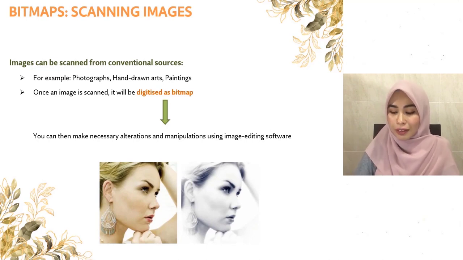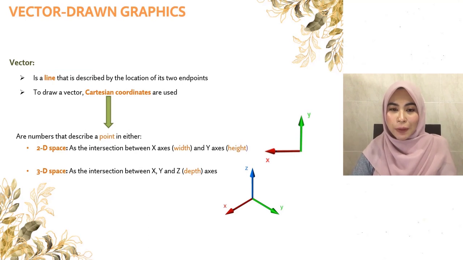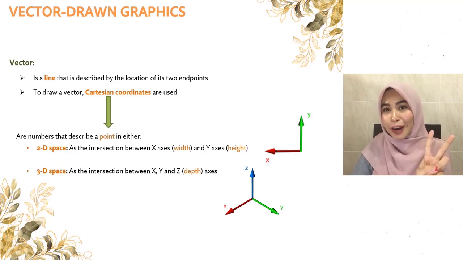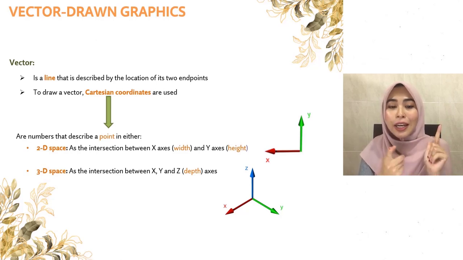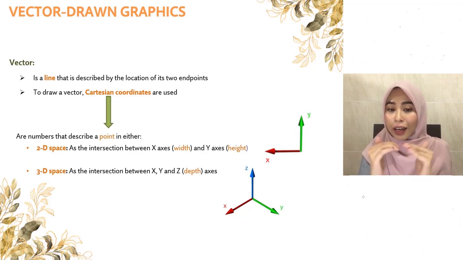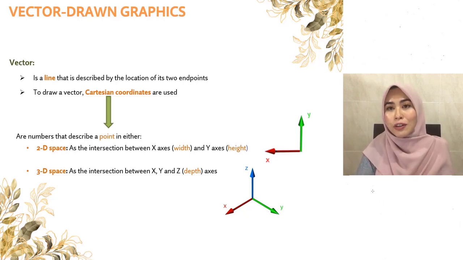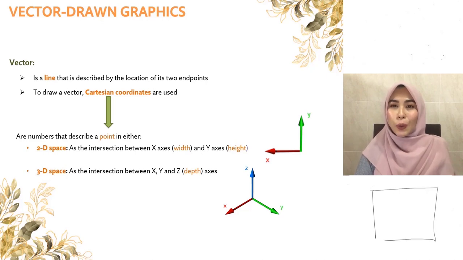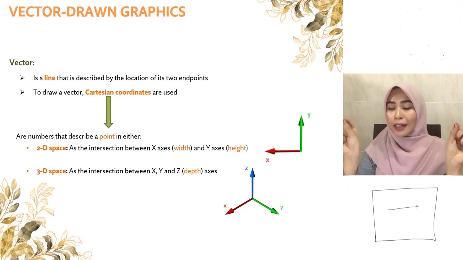All right, so the next type of graphic that I want to talk about is vectors. Again, I repeat, there are two types of graphics. We have bitmaps, which we have covered earlier, and now we're going to talk about vectors. A vector, by definition, is a line that is described by the location of its two endpoints. If you recall, I have taught you Illustrator before. So whenever you want to create a line, you would know that it has these two endpoints, so you have to point out where you want to create that line.